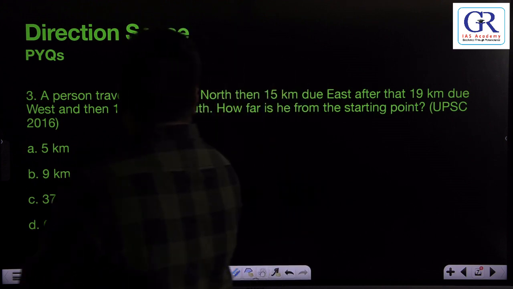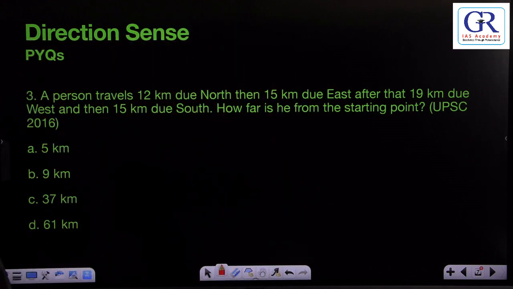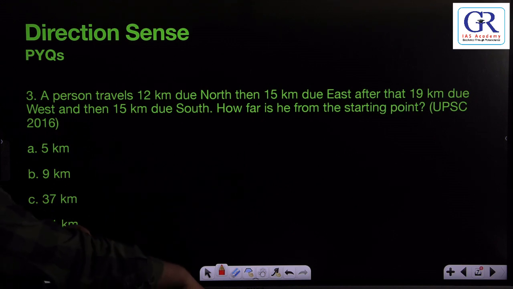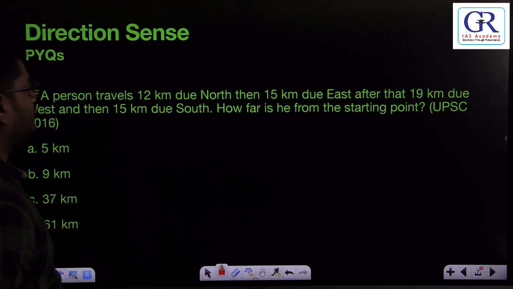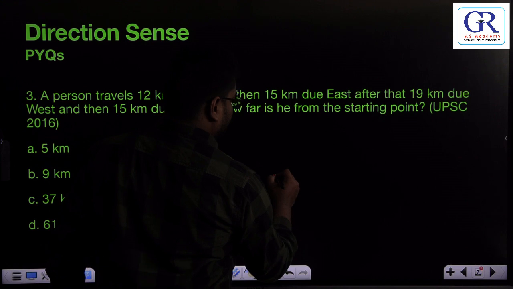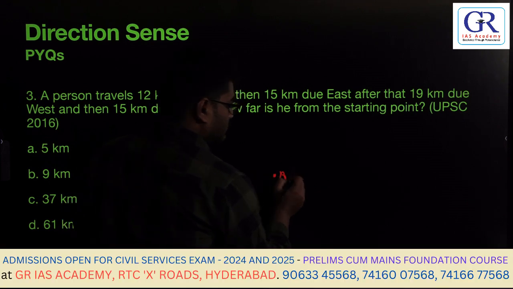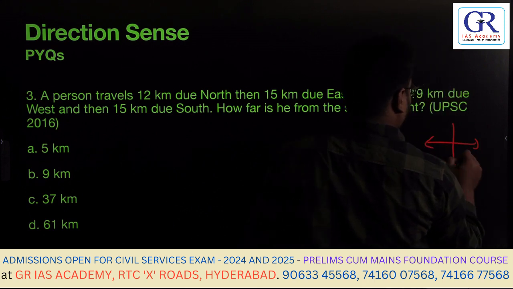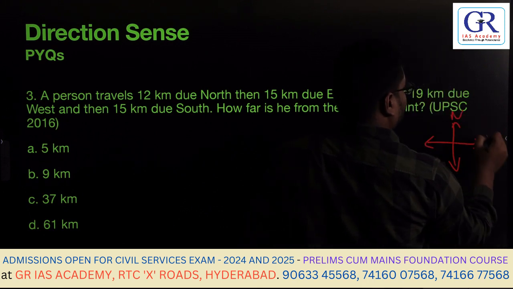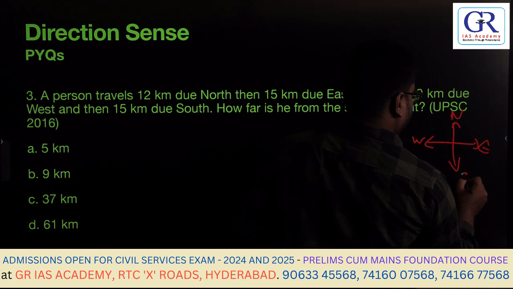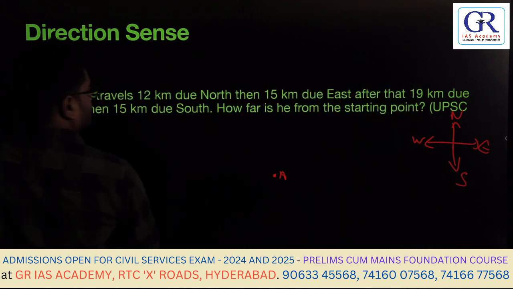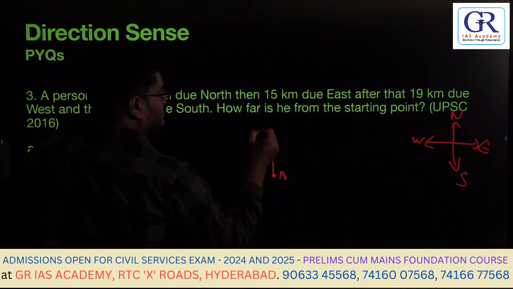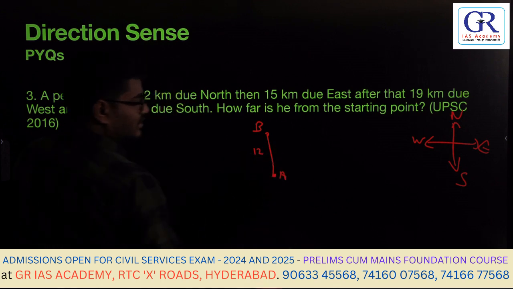So a person travels 12 kilometers due north, then 15 kilometers due east. After that 19 kilometers due west, and then 15 kilometers due south. How far is he from the starting point? Let's assume this is the starting point A. There are too many variables, right? So let's draw our north, east, west. Due north 12 kilometers. I am just writing 12.